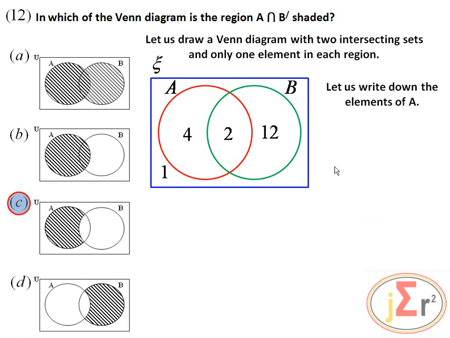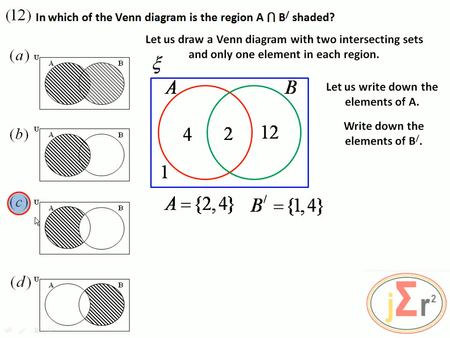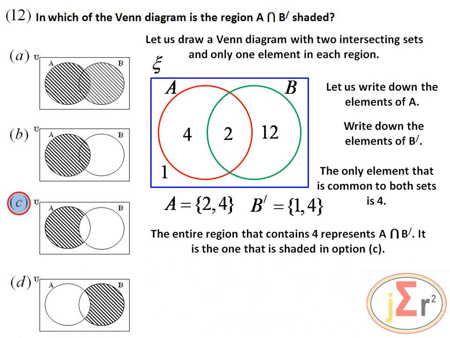Let us write down the elements of A: 4, 2. Write down the elements of B complement, those that are not in B. Those that are not in B are 4 and 1. The only element that is common to both sets is 4, because we need the intersection of A with B complement. We need the common element of A and B complement, and that element is 4. The entire region that contains 4 represents A intersection B complement. It is the one that is shaded in option C.